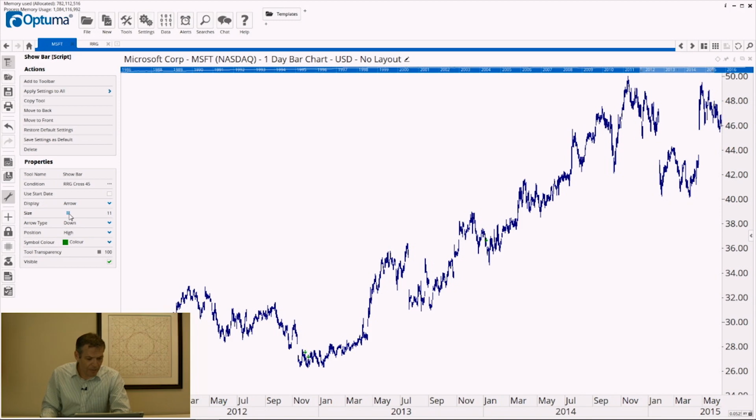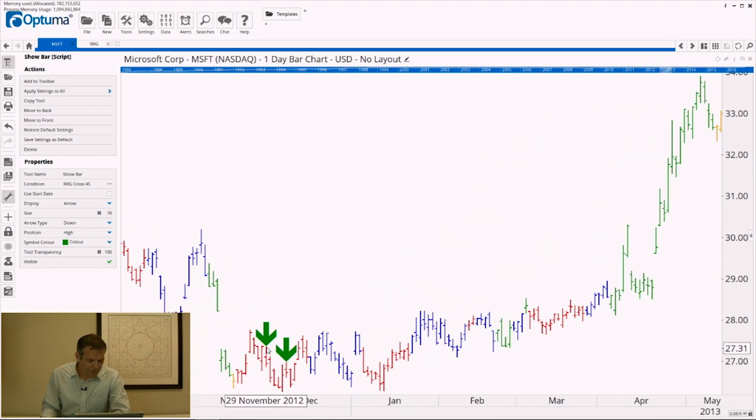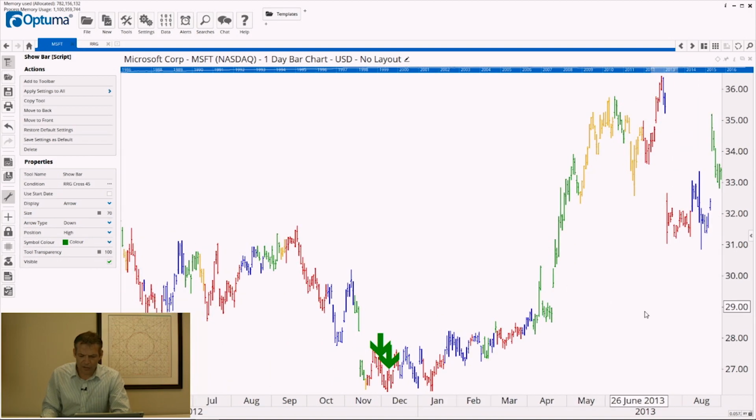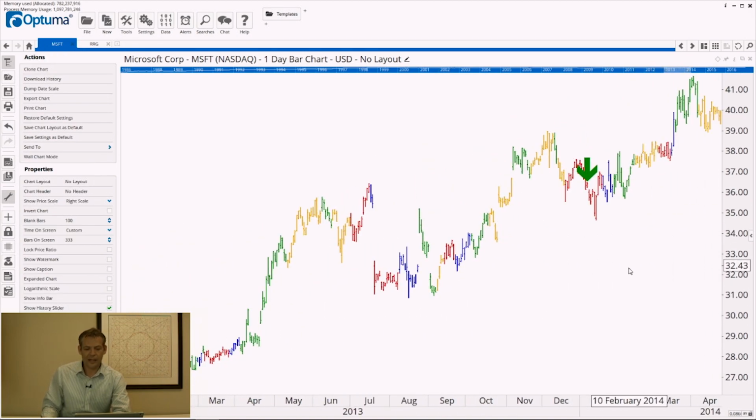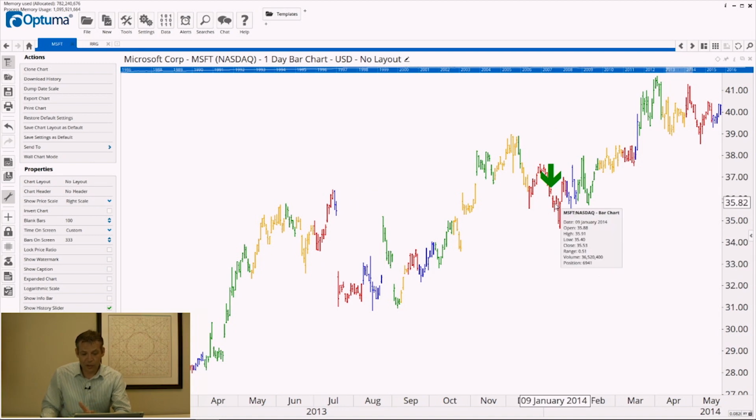And let's make our arrows bigger so that we see them. There they are there. Again, we've got a bit of a repeat here, but I might just leave that one for now. And so we can see that we're in the lagging quadrant.